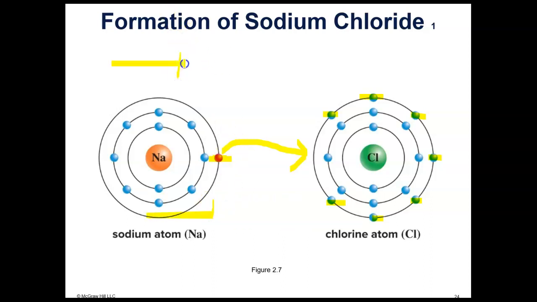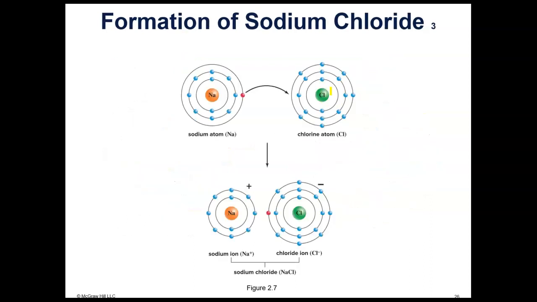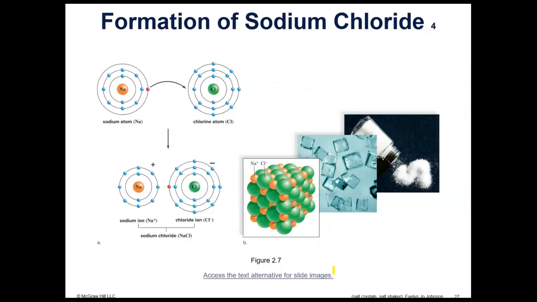Sodium ends up taking on a positive charge, and chlorine ends up taking on a negative charge because it gains an electron. That's what you see illustrated here. The sodium ion loses an electron, takes on a positive charge, and we represent that as Na+. The chlorine ion gains an electron, so it takes on a negative charge. We represent that as Cl-. Together, they are attracted since they have opposite charges, and they form the compound sodium chloride. That's an example of an ionic compound.